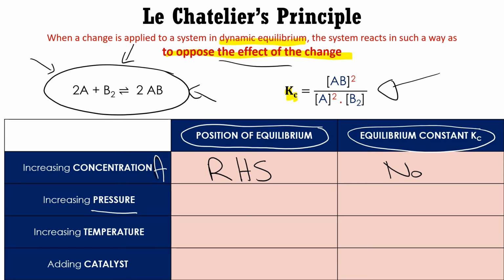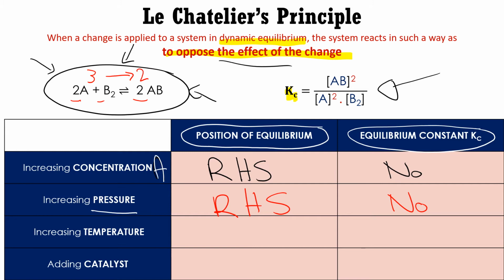How many moles? Here on the left-hand side we have 3 moles, 2A and 1B, and on the right we have 2 moles. So it will shift to the side that has fewer moles, so it will shift to the right-hand side. What will happen to the equilibrium constant? Nothing will change.